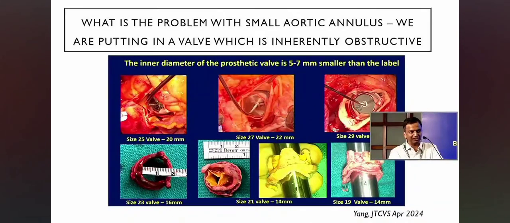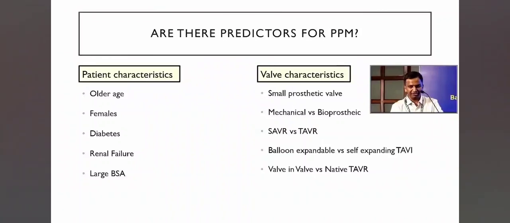into that small annulus. And this has also been shown in multiple publications, most recently popularized by Bo Yang when he demonstrated his new technique of root enlargement, that the inner diameter of the prosthetic valve is always 5 to 7 millimeters smaller than the labeled valve size. So that is the problem. And TAVR with the SAVR valves are more obstructive compared to TAVR. And even in the TAVR valves, balloon expandable valves have a high incidence of PPM compared to the self-expanding valves.